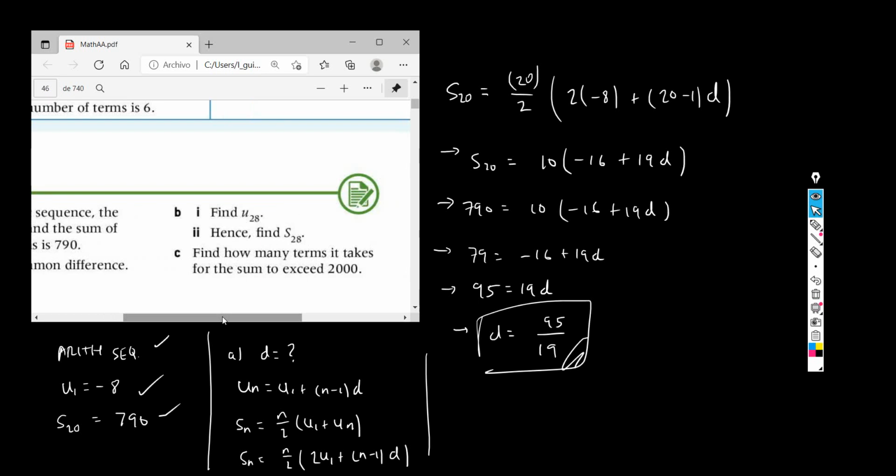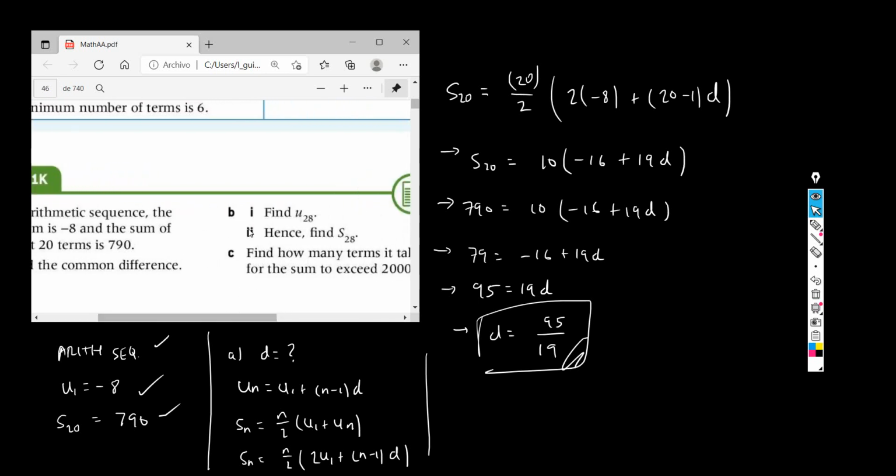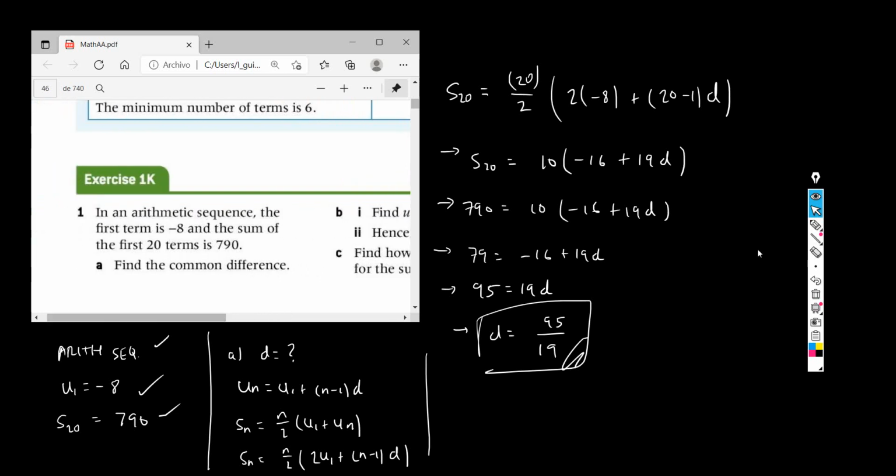Now, B, option 1, find U28. Well, I'm not going to be doing that for you, right? I mean, how do you find U28? You use this formula because you now have the first term, which is this, you know the difference, and then you substitute in this end, you're going to substitute 28. I'm not going to do that for you.